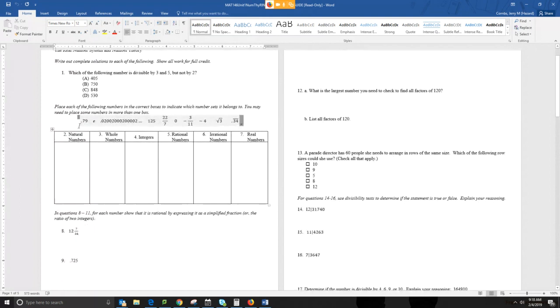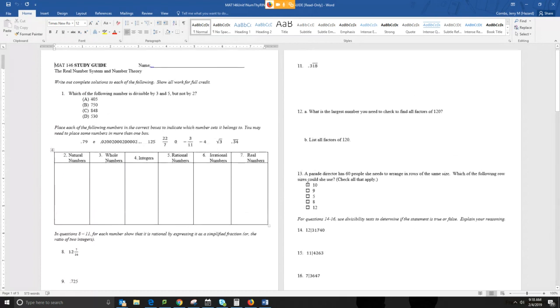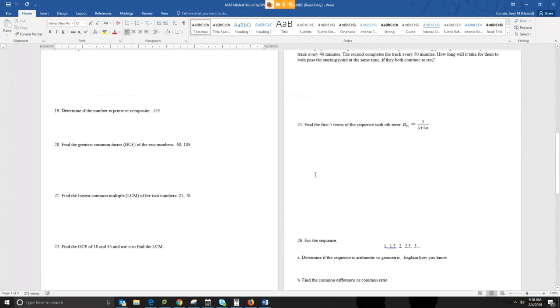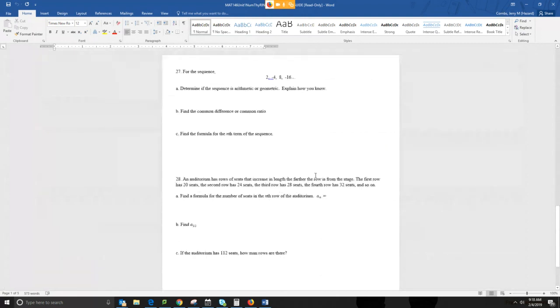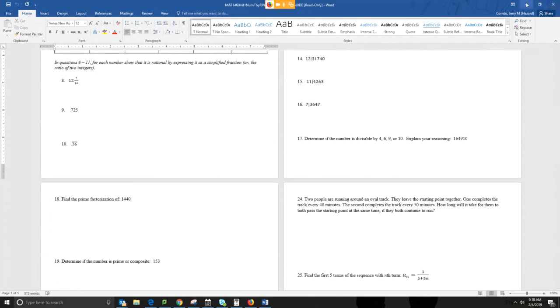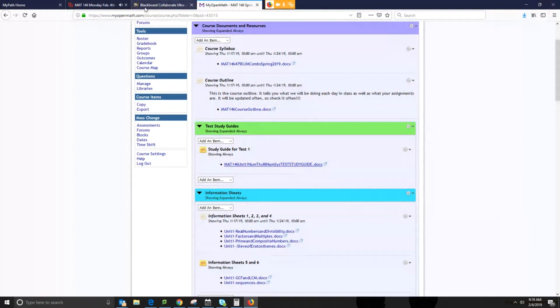Then on the test, you'll have a group of numbers that you're asked to put in the boxes to show what number system they belong to, just like you do on the study guide. So the study guide is a lot like the test. Take a look at that study guide, and we will go over it and answer any questions about it next time in class on Wednesday. So that's the actual study guide, and that's where you find it in MyOpenMath.